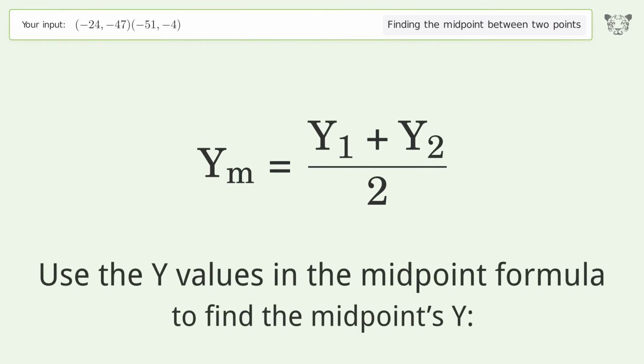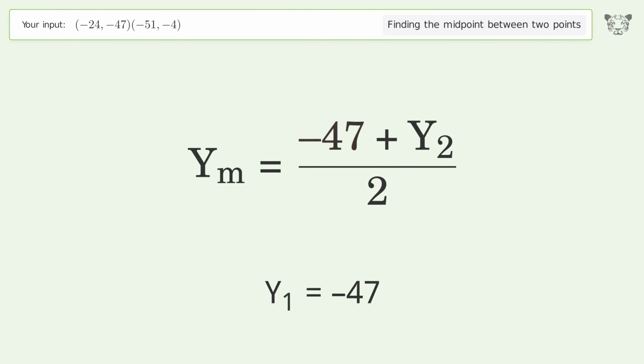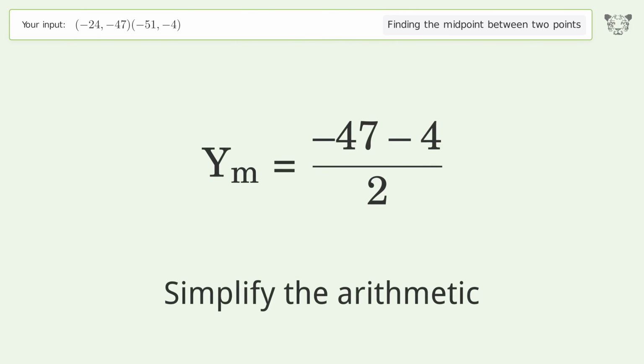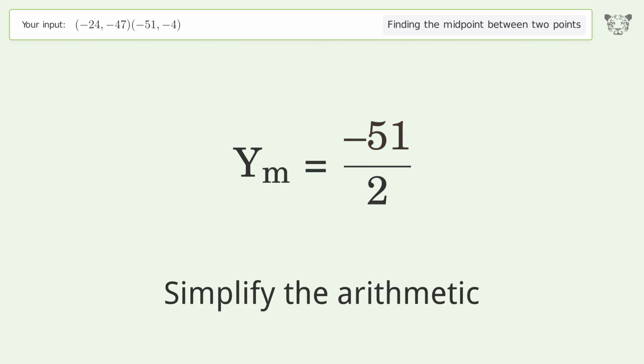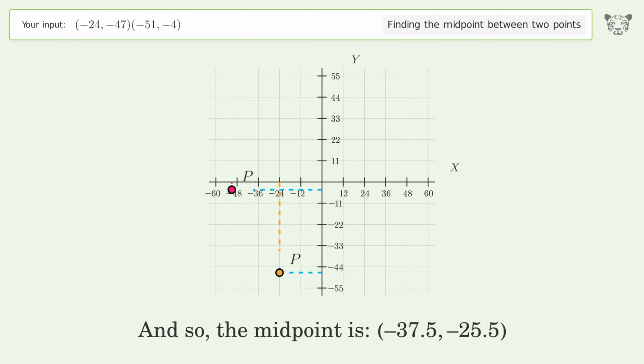Use the y values in the midpoint formula to find the midpoint's y. y1 equals -47. y2 equals -4. Simplify the arithmetic. And so, the midpoint is -37.5, -25.5.